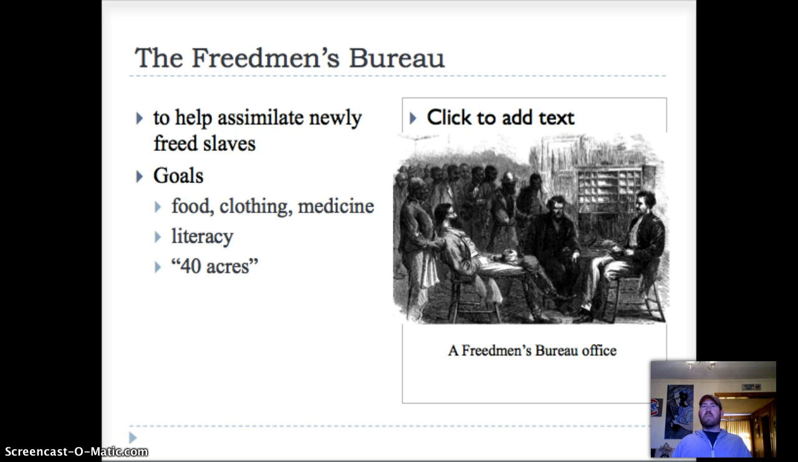The Freedmen's Bureau overall wasn't very effective, except when it came to the literacy component of it, and the fact that it taught 200,000 ex-slaves how to read. So it was very successful on that front, but overall didn't really accomplish anything that it set out to do.